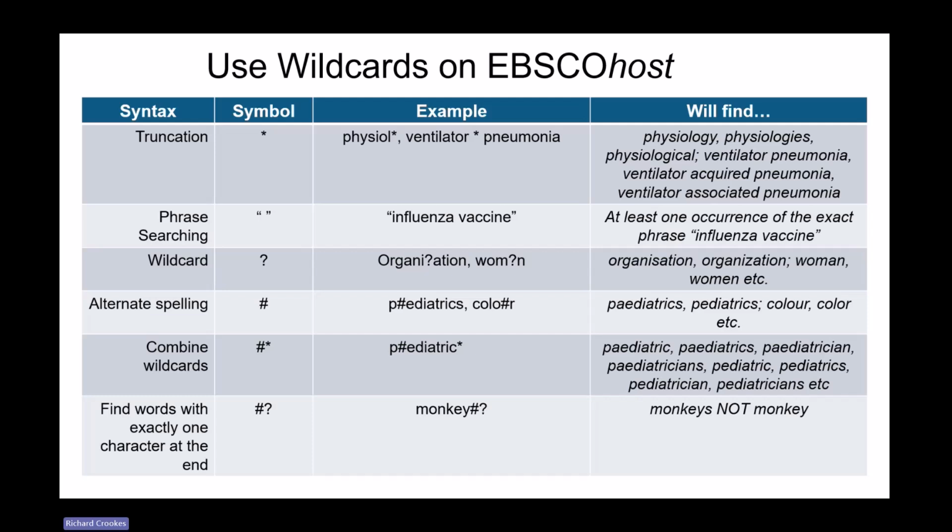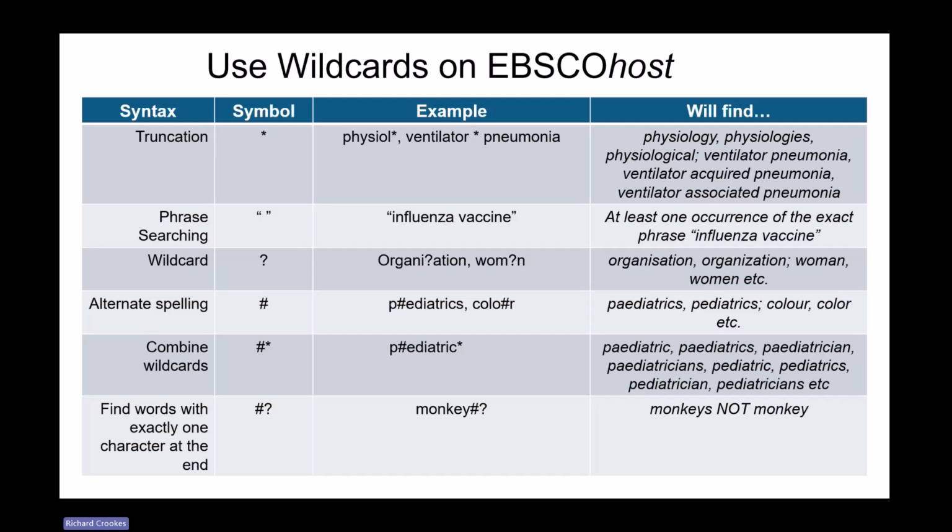We then have alternate spelling. This is where you're looking for terms which are rendered differently, of course, in the US, such as pediatrics, color, behavior, and so on. So if you insert the hash wildcard before the E after the P, for pediatrics, it'll find both variations. Likewise, if you have color, of course, you add LO#R, that would find both variations as well. So if you listen to tutorials or attend webinars hosted by my US colleague, you may hear the hash wildcard being referred to as the pound sign. So if you hear the pound sign, then it would mean the hash wildcard.